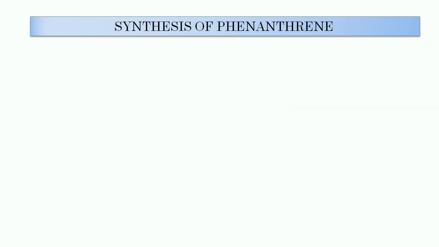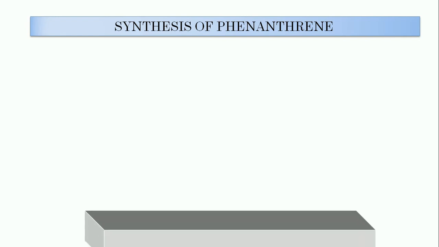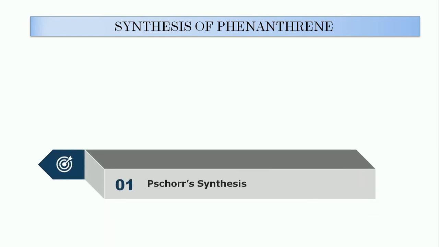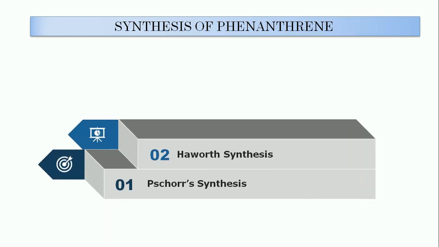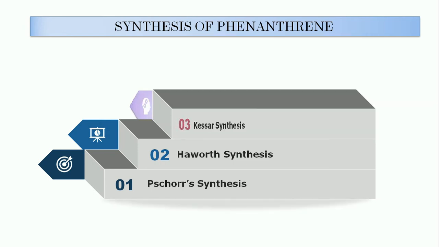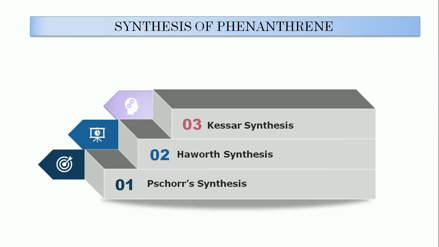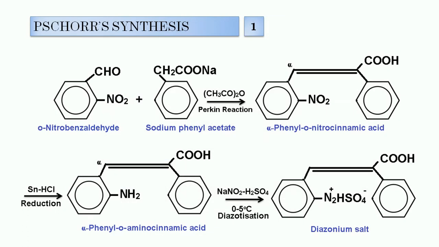Then we come to the methods of synthesis of phenanthrene. In this case we can discuss Pschorr synthesis, Haworth synthesis and Kessar synthesis. So let us first discuss Pschorr synthesis.